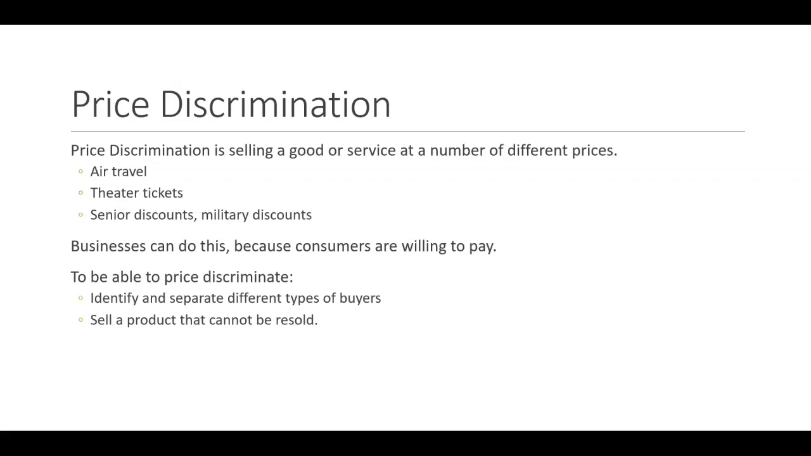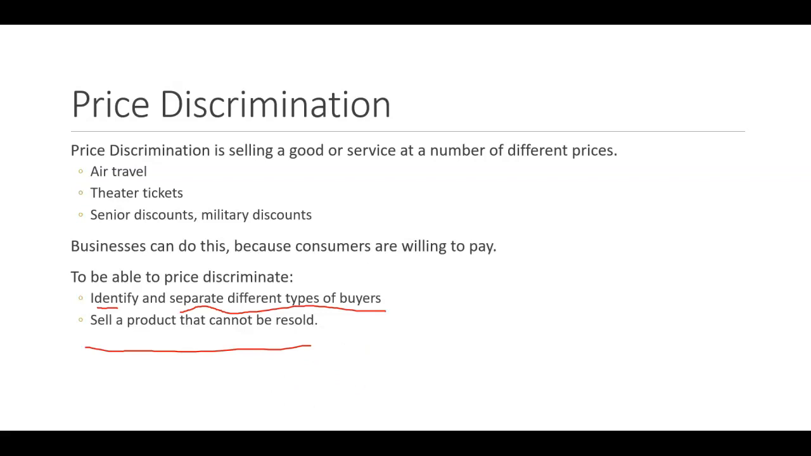So 2 things are needed to be able to price discriminate. 1, you need to be able to identify and separate different types of buyers. Can you target your market? This is a marketing concept. And then sell a product that cannot be resold. For instance, an air flight at 3 p.m. today, once that airplane goes, it's gone. You can never get that back. So that airplane ticket cannot be resold after the airplane takes off the ground.